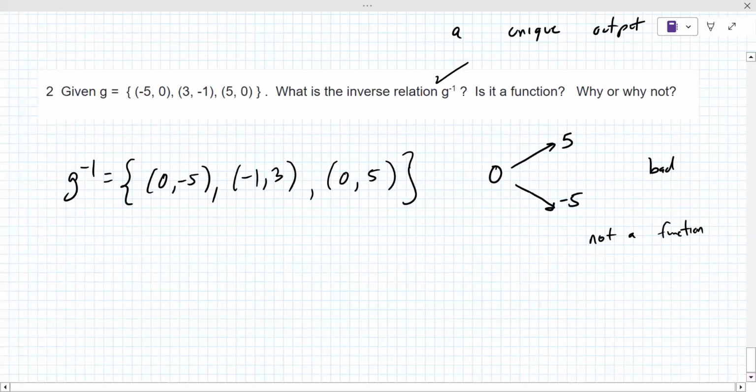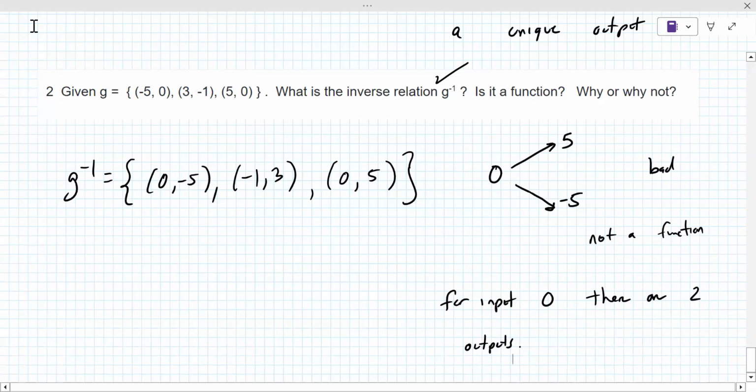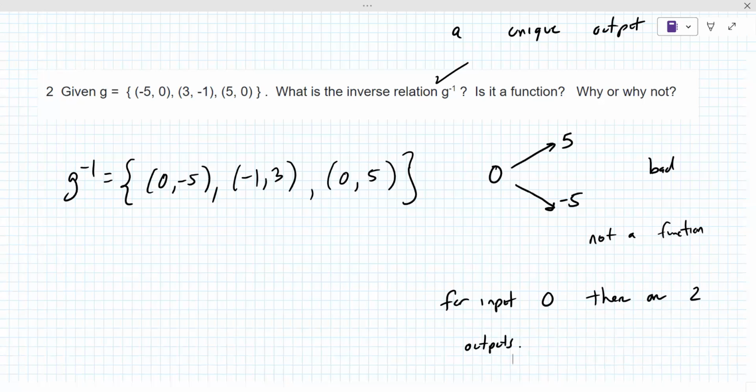And the reason why is for input 0, there are 2 outputs. And that's confusing. It's like, well, which one is it? Don't know. Is that okay? Clear? Yep.